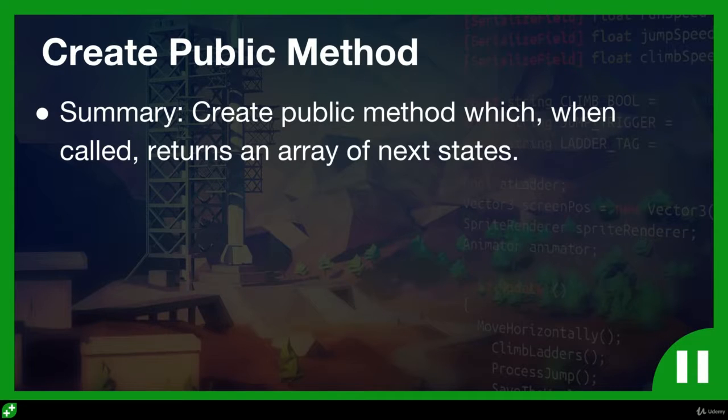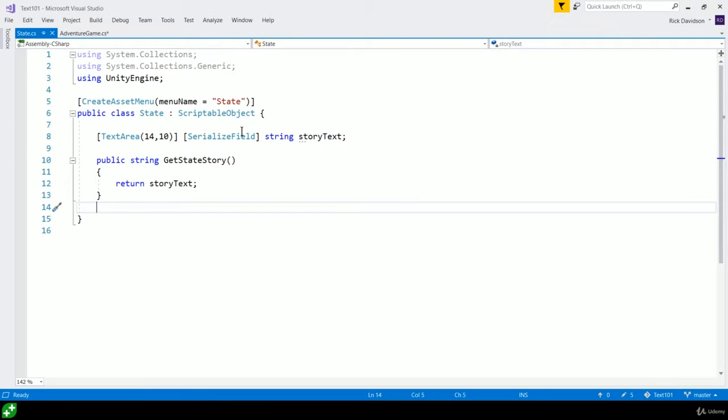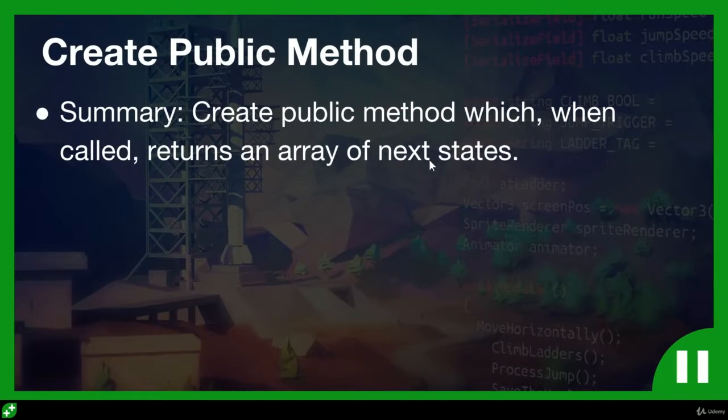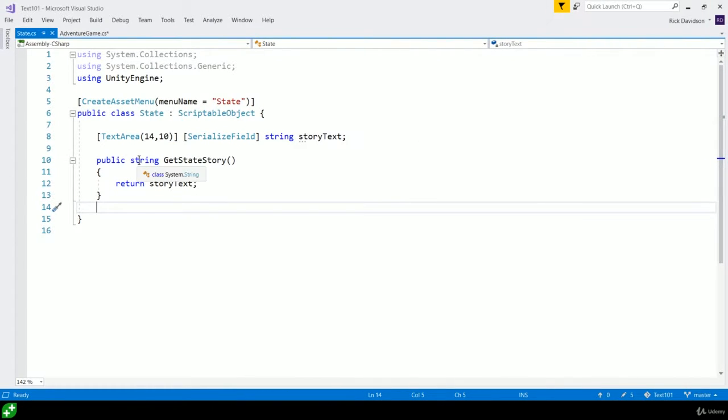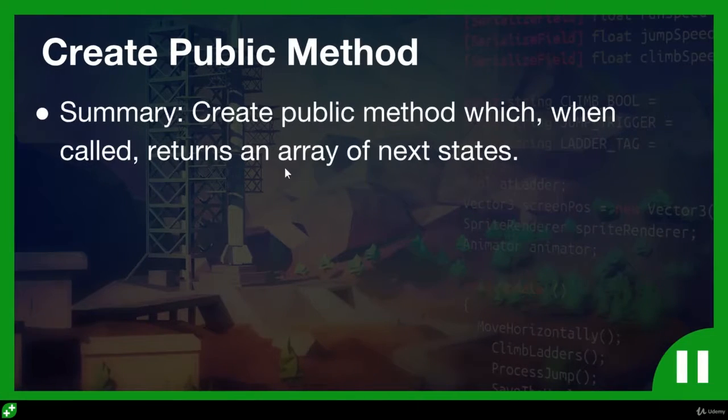The summary of what we're trying to do is create a public method, as we've previously done in here. This was our previous public method we've already created. When called, it returns an array of next states. So this one, when it was called, it returned a string. So this variable is a string, and the return type was a string. What we're looking to do is return an array of next states. So the type is state. And here are the hints. If you think that's enough information, then pause the video and jump in now.